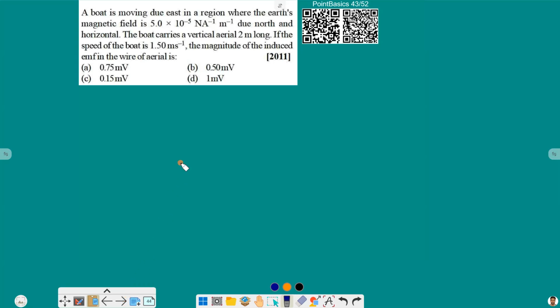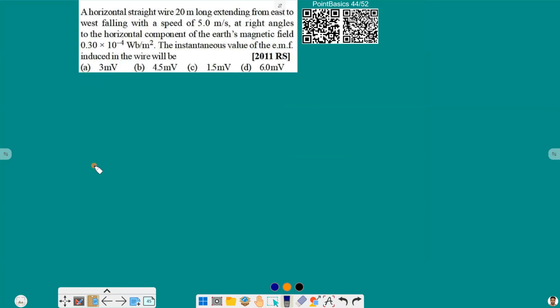A boat is moving due east in a region where Earth's magnetic field value is given, due north and horizontal. The boat carries an aerial 2 meter long. The speed of the boat is given, and we need the magnitude of induced EMF. We know that induced EMF is BLV. The value of B is 5 into 10 raised to power minus 5, length is 2 and velocity is 1.5. So it will be 15 into 10 raised to power minus 5, or we can say 0.15 millivolt.